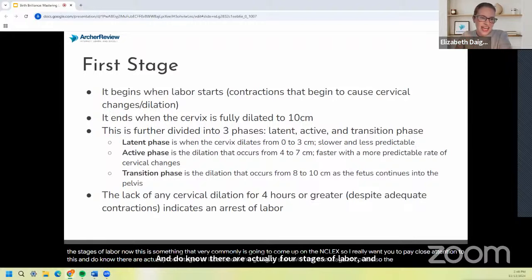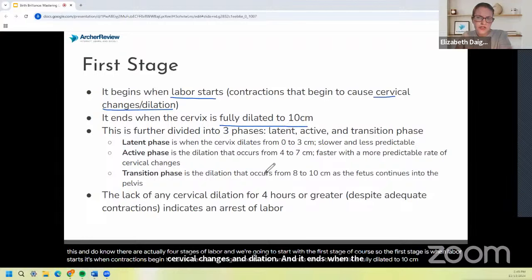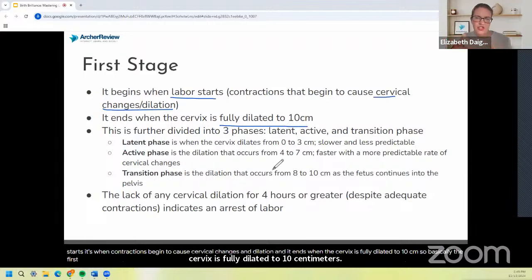So the first stage is when labor starts. It's when contractions begin to cause cervical changes and dilation. And it ends when the cervix is fully dilated to 10 centimeters. So basically, the first stage is all about getting ready for the baby to be delivered. Now, this can further be divided into 3 phases: latent, active, and transition.